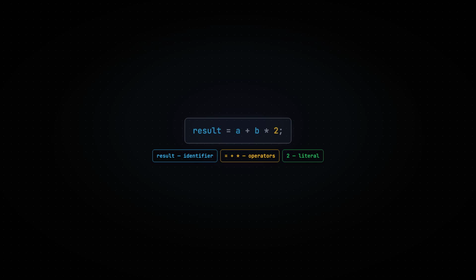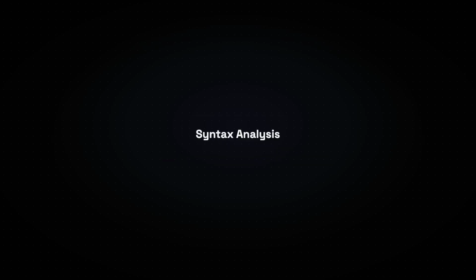What's left is a clean list of tokens, but a list alone can't tell you the structure. a + b * 2 could mean (a + b) * 2 or a + (b * 2). Resolving that needs the next stage. Syntax analysis, parsing, turns that flat list of tokens into a tree, called an AST, an abstract syntax tree.